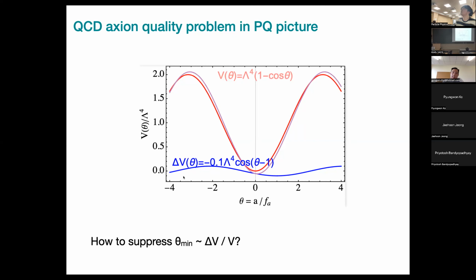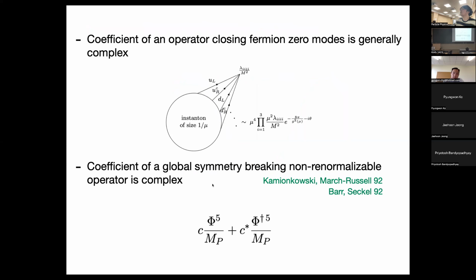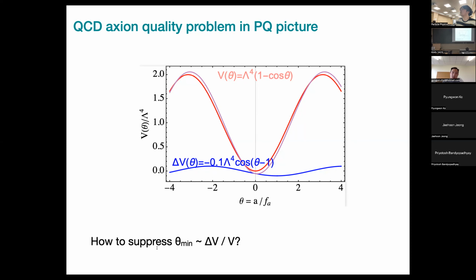So this is how we could understand the quality issue in the Peccei-Quinn picture, okay? Given these potential sources for the axion quality problem, the question now is how we could suppress this correction to the axion potential sufficiently such that this ratio remains smaller than 10 to the negative 10th power. That is basically how we define the QCD axion quality problem, and that discussion gives us the sense of how we could resolve this quality problem. That's nothing but finding a way to suppress this correction to the axion potential.